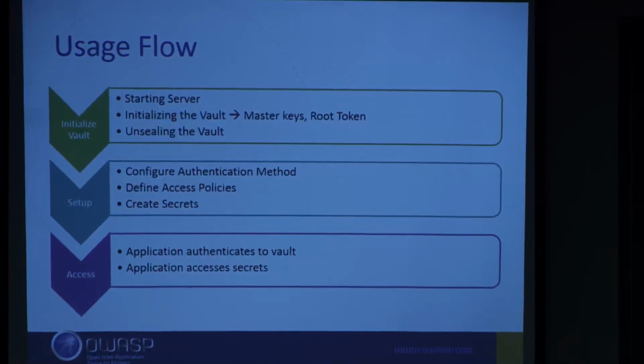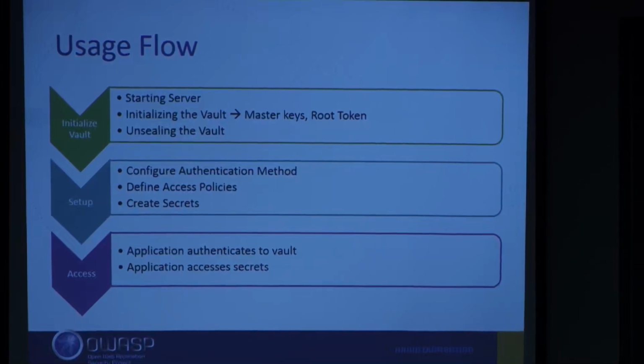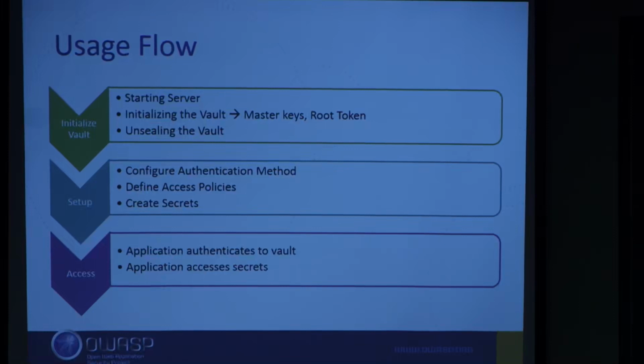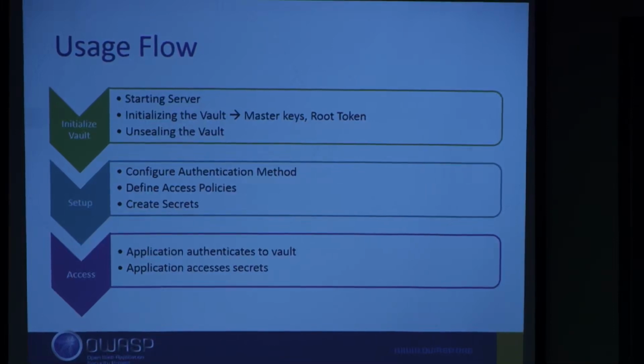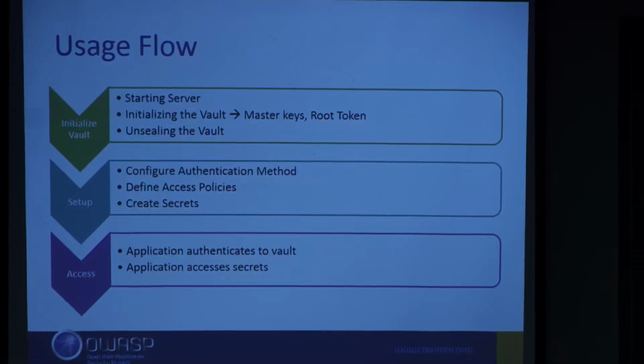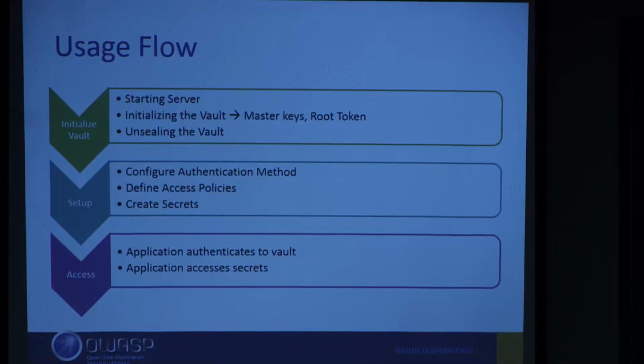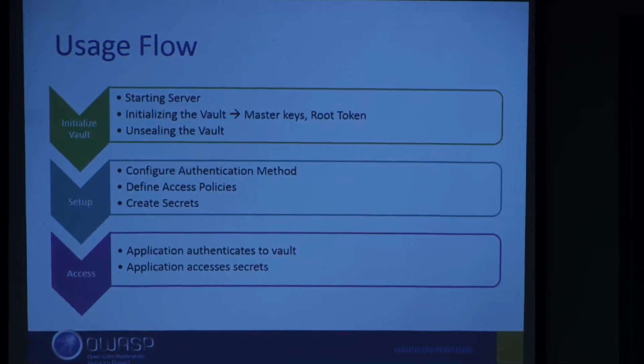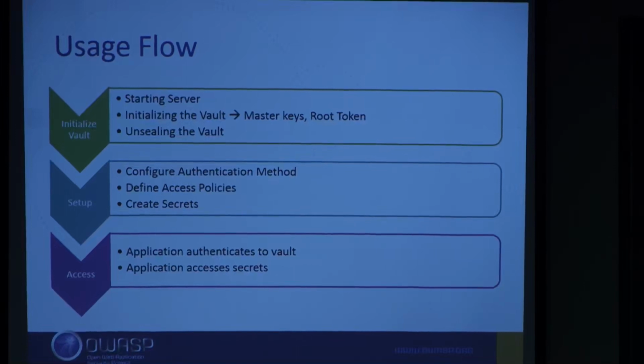Once that is done, as a root operator or administrator, I should be able to configure the authentication method which my applications would be using to authenticate to the vault. Then I would also configure the access policies, and I would configure the secrets which my applications can request later on. Once that is done, now I can configure my applications. The application would be able to authenticate to the vault using the authentication method I configured earlier, and then request those secrets which it has access to.